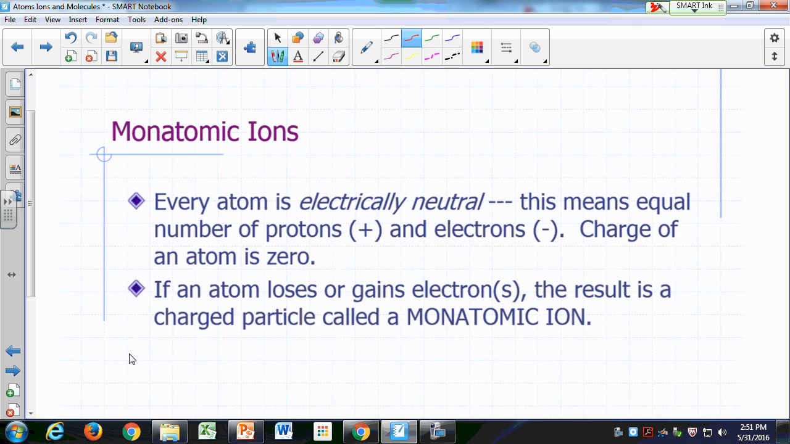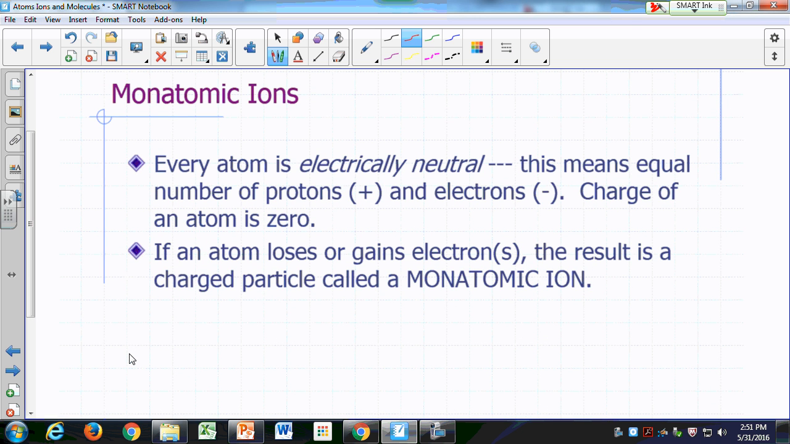Now, each atom normally is electrically neutral. That means it has an equal number of protons and electrons, right? So the charge of an atom, we say, is 0. But if an atom loses or gains electrons, then the result is a charged particle called a monatomic ion. Monoatomic, shortened to monatomic. So a monatomic ion is what you get when an atom loses or gains electrons.